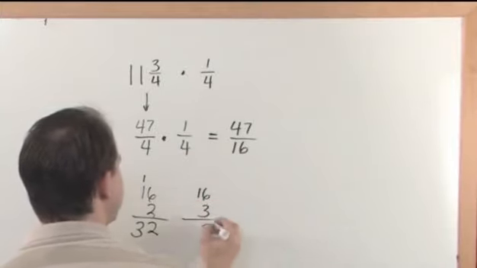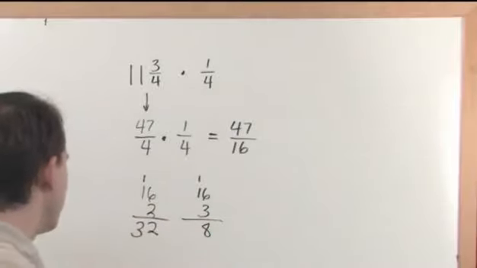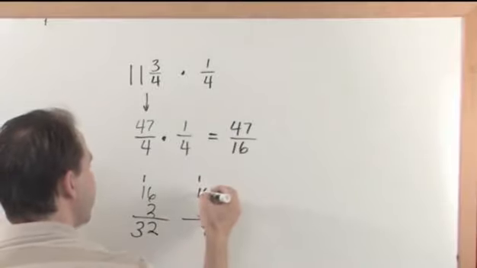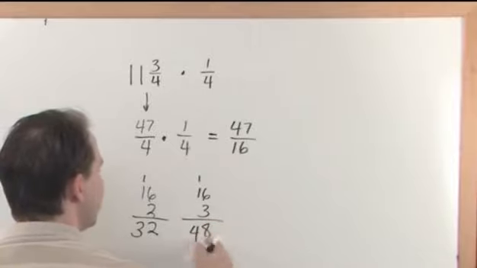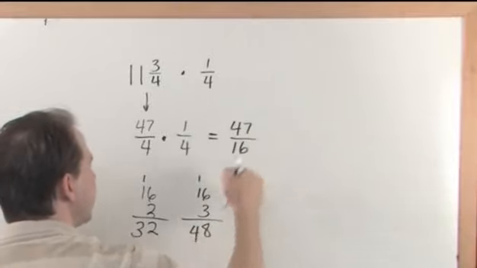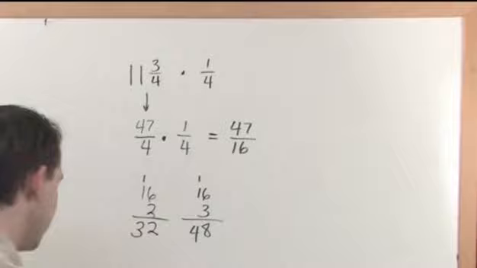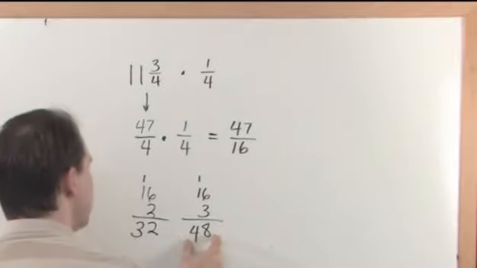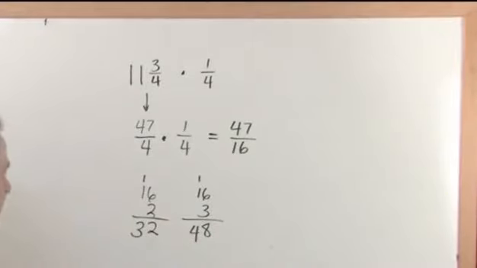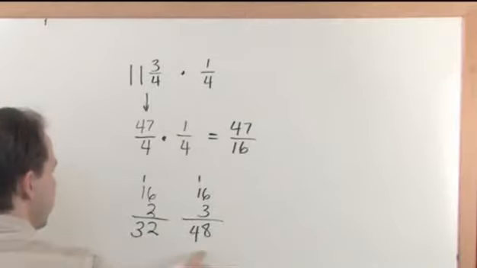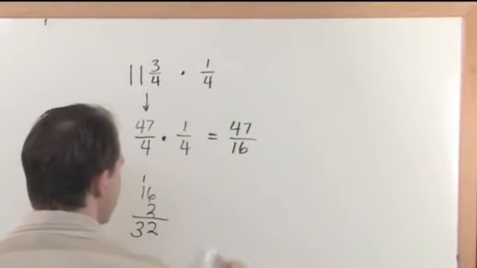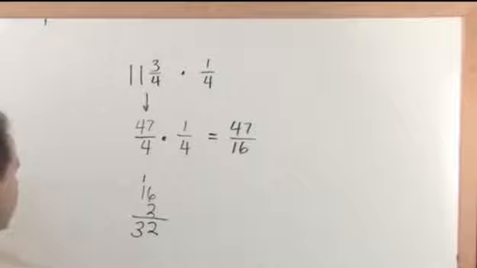6 times 3 is 18. Carry the 1. And 3 times 1 is 3, plus 1 is 4. That's 48. This is 47, so we know it cannot go 3 times because that's too many. That's too big. Okay? It can only go 2 times. And even then, there's a difference between the 32 and the 47 that we have there. So we're going to have a fraction in the end.